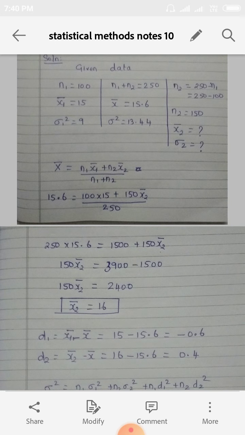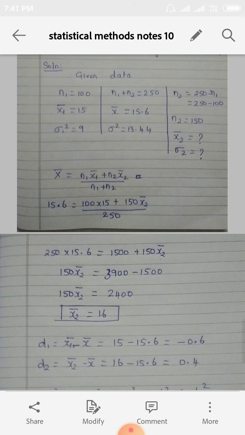Next, just cross multiply. 250 into 15.6 is equal to 1500 plus 150 x2 bar. Next we have to find x2 bar, right? So 150 x2 bar is equal to 250 into 15.6, which gives 3900, minus 1500. Therefore 150 x2 bar is equal to 2400. Therefore x2 bar is equal to 16.